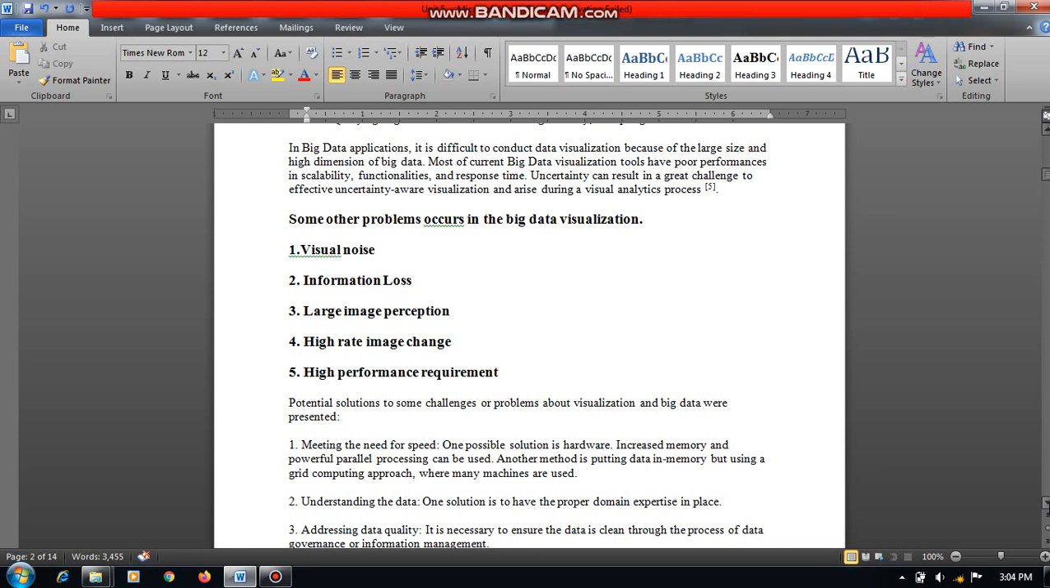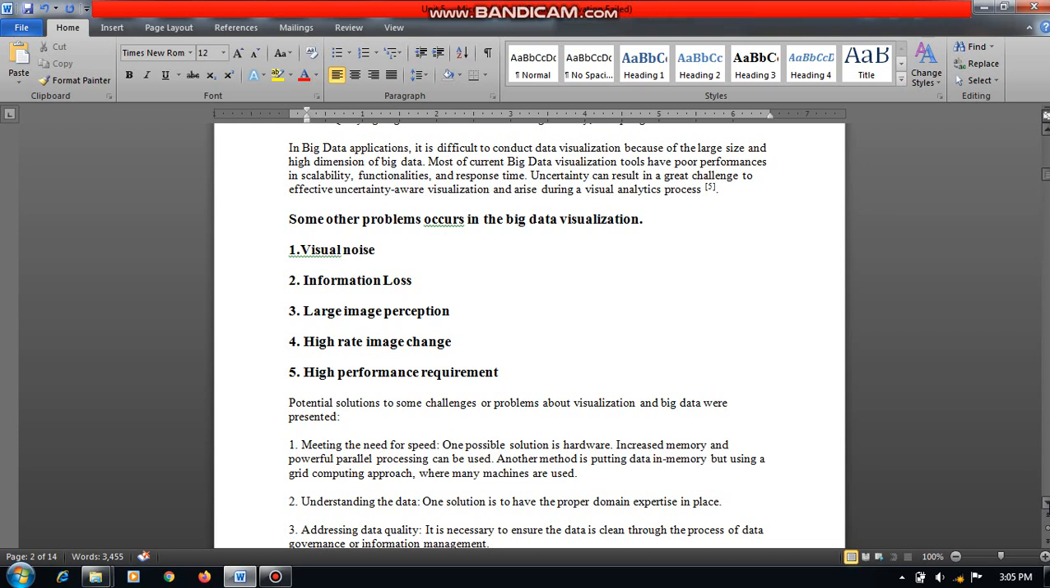Some other problems occur in big data visualization techniques. The first one is visual noise. What is visual noise? A data set can have objects which are too relevant to each other, so the user is unable to separate them on the screen while visualizing. Visual noise means some garbage or unwanted data are mixed with your original data. That is visual noise.